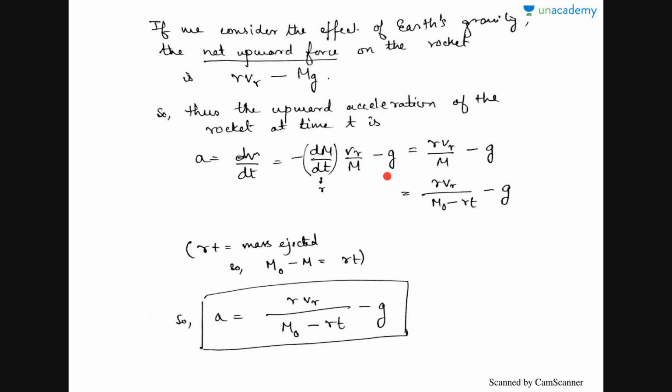We divide both sides by mass to give the acceleration. So we arrive at this formula at the end, because the mass at time t is given by m equals m0 minus rt, as you can see here.